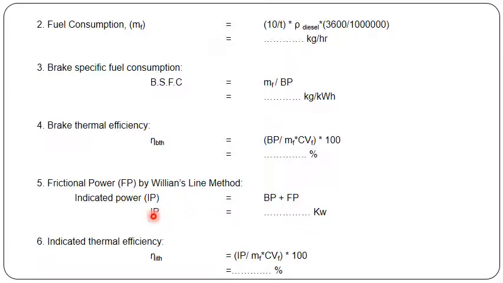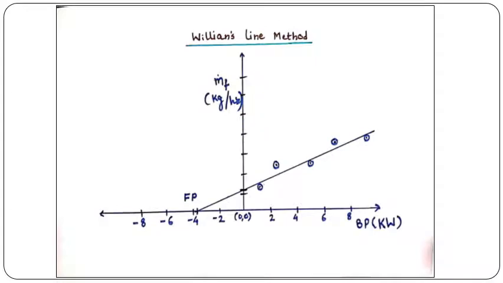And once indicated power is known, you can also calculate the indicated thermal efficiency, which is output, that is indicated power, by input, that is mF into CV. So this Willans line method, as I told you, is a graphical way of obtaining the friction power. That we will discuss in the next slide.